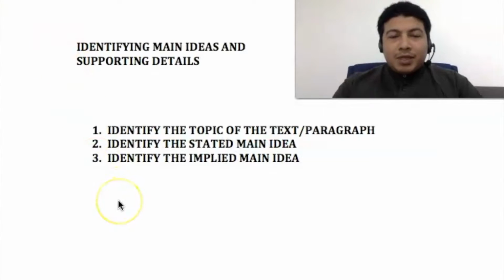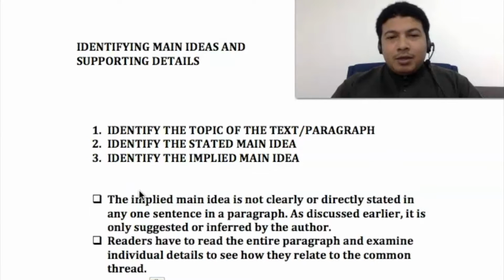So it is now time to identify the implied main idea. The implied main idea is the opposite of stated main idea, and it is not clearly or directly stated in any one sentence in the paragraph or in the text or in the article. So it is only suggested or inferred by the author.